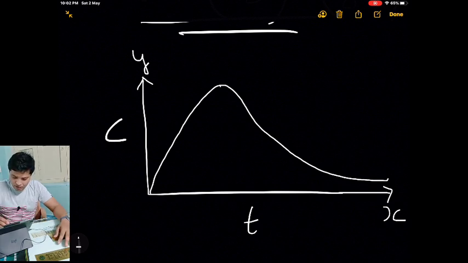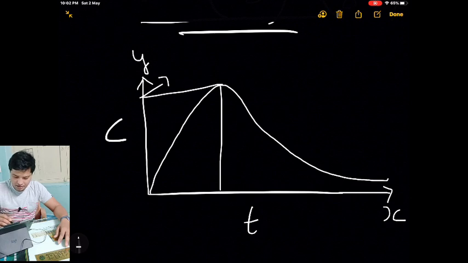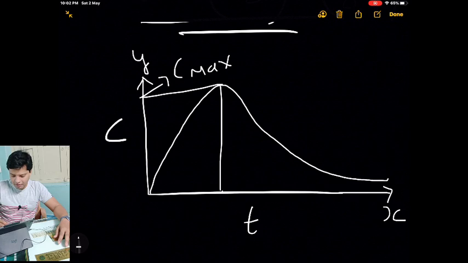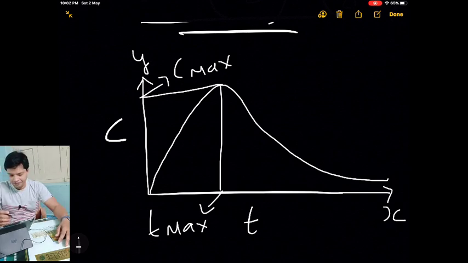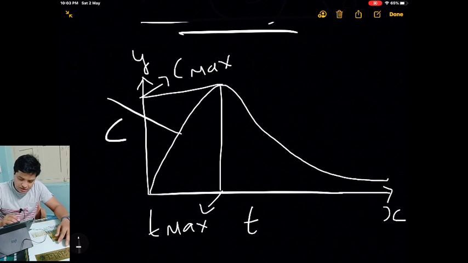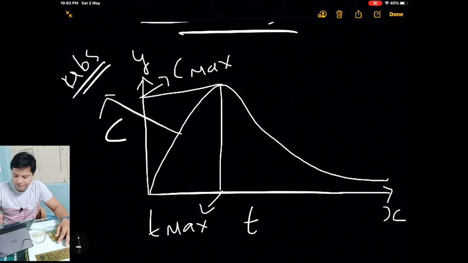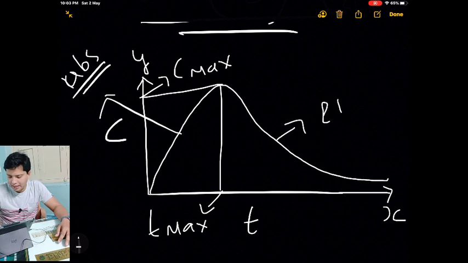Now the peak concentration we call Cmax, maximum concentration, and the time required to reach that maximum concentration we call Tmax, time required to reach maximum concentration. We have this absorption phase, and this one is elimination phase.